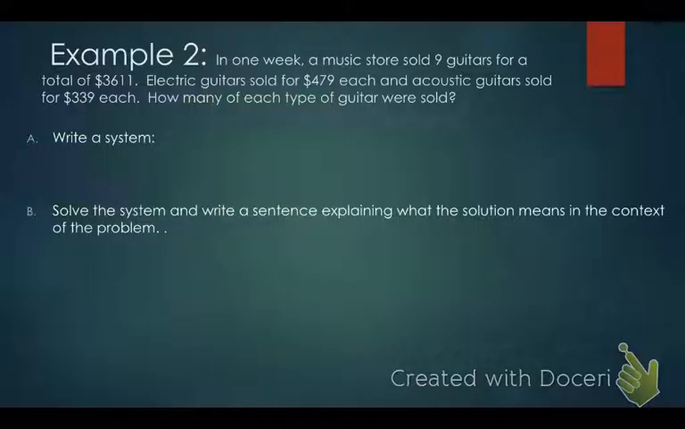Let's take a look at the second example. In 1 week, a music store sold 9 guitars for a total of $3,611. Electric guitars sold for $479 each, and acoustic guitars sold for $339 each. How many of each type of guitar were sold? So I'm going to let E be the number of electric guitars and A be the number of acoustic guitars. I could use X and Y, but it's easier on my brain if I use the letters associated with the words in the problem.